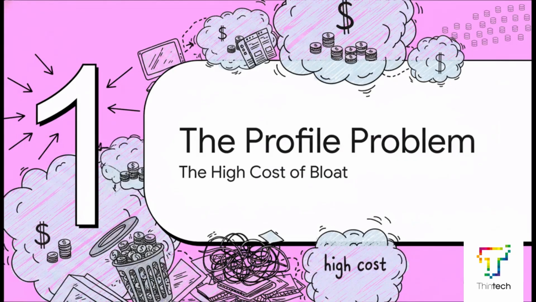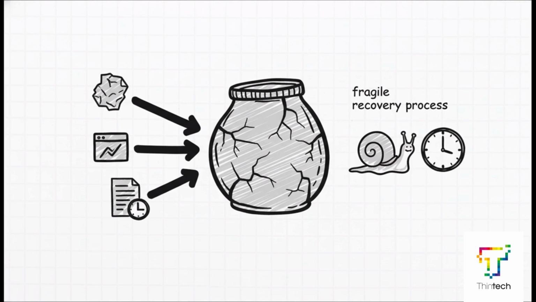Okay, so let's kick things off with a problem that pretty much everyone in the virtual desktop world knows all too well, the insane cost of profile bloat. Look, tools like FSLogix are fantastic. They're a real game changer, but they are not a magic wand. Without the right strategy, those FSLogix containers just swell up. We're talking gigabytes per user. They basically become these digital junk drawers for every cache and temp file imaginable. And the result, you already know it, slower logins and a recovery process that is just fragile.